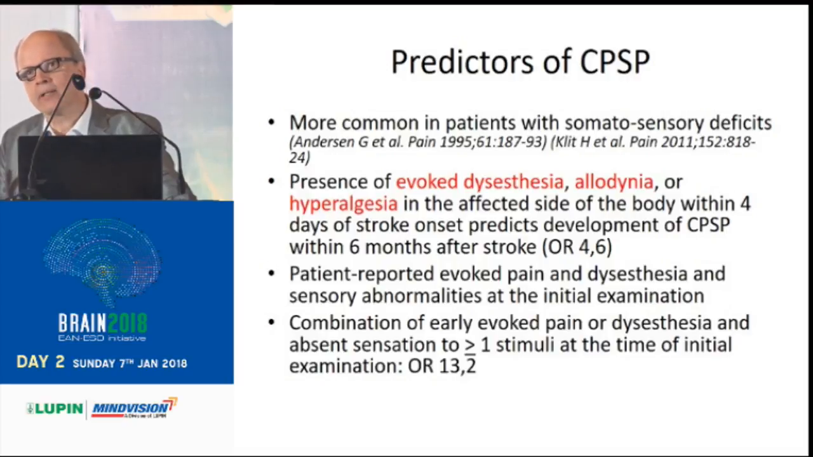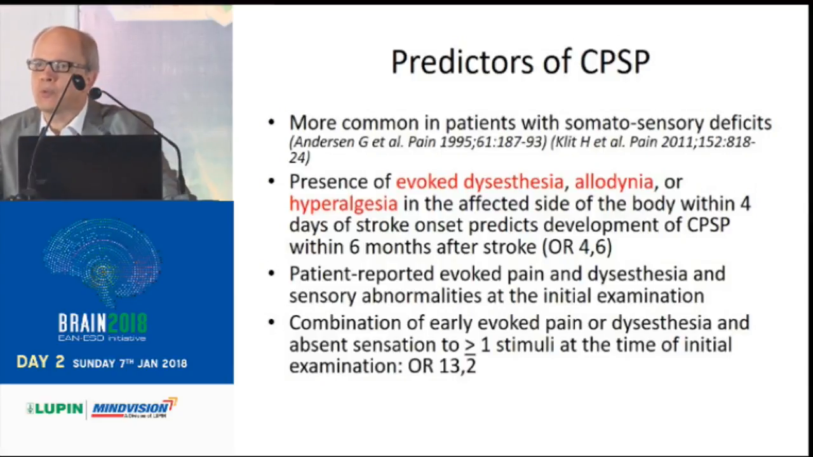So I think it's quite important to study these things if you meet and treat stroke patients during the first month. If you do the sensory examination and they complain, yes, now if you're touching my leg, if you're touching my arm, it feels very painful or it feels unpleasant. So this kind of dynamic allodynia or dynamic dysesthesia or hyperalgesia, all these are predictors that they may develop post-stroke pain.